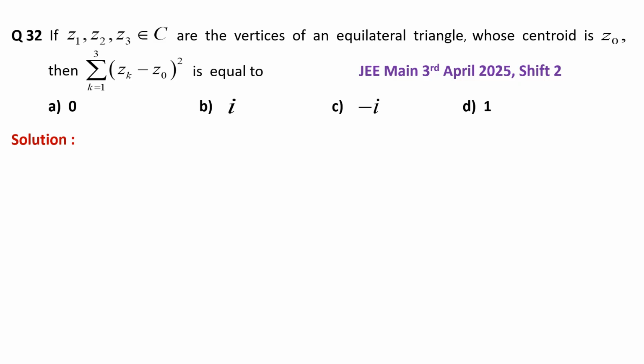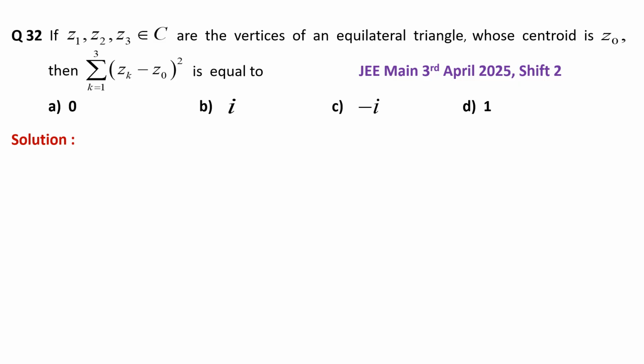It says if Z1, Z2, Z3 belonging to the set of complex numbers are the vertices of an equilateral triangle whose centroid is Z0, then summation k varying from 1 to 3 (Zk minus Z0) whole square is equal to. Now students, this question is based on the geometry of complex numbers.